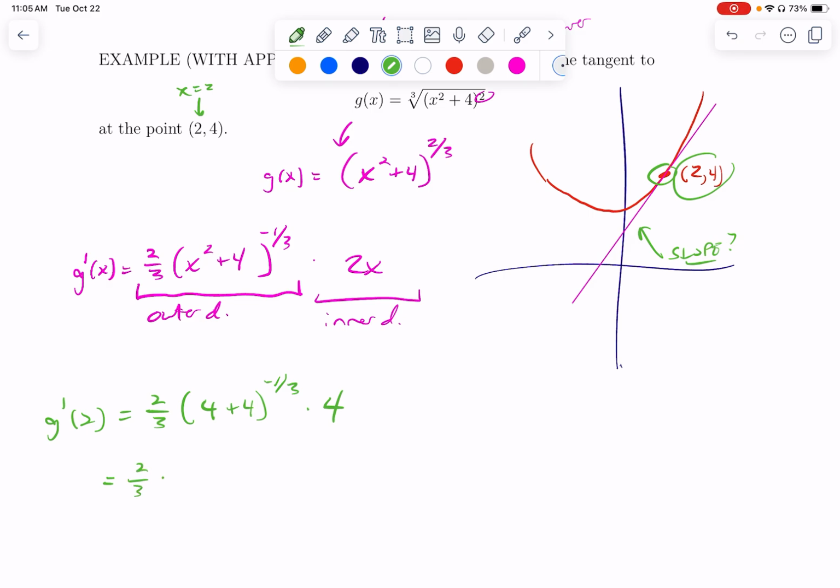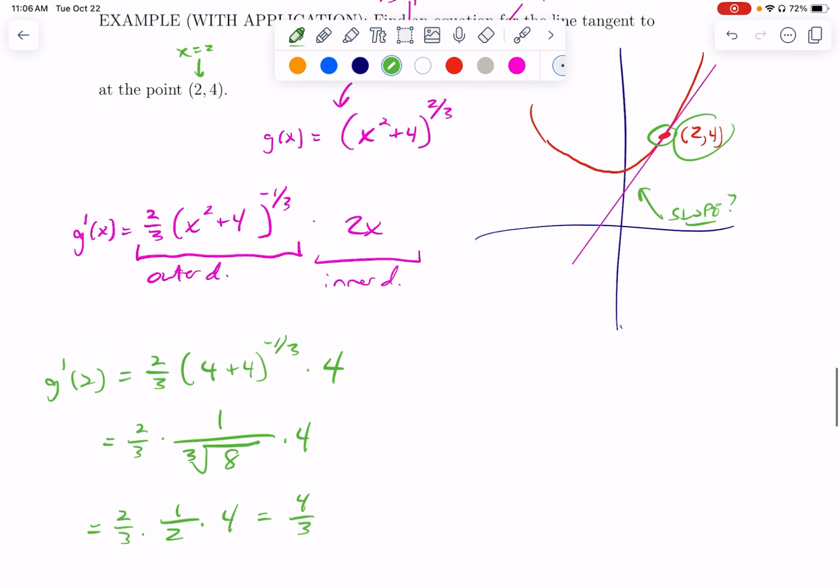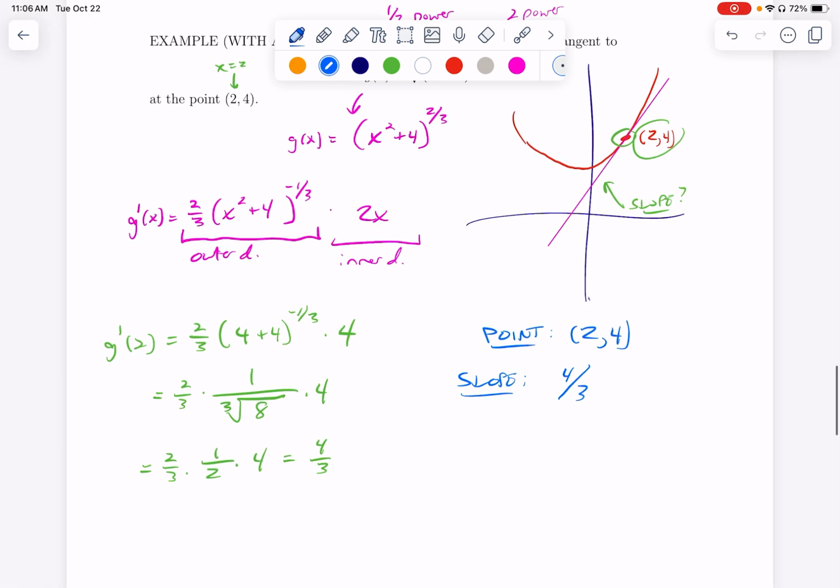A negative 1/3 power means a cube root in the denominator, and 4 plus 4 is 8. So we have 2/3 times 4 over the cube root of 8, which is 2, and this all simplifies to 4/3. So here's what we know about that tangent line. We know that a point on that tangent line is (2, 4). We know that the slope of that tangent line is 4/3. So if I just want to do this in point slope form, y minus that given y coordinate is slope times quantity x minus our given x coordinate.